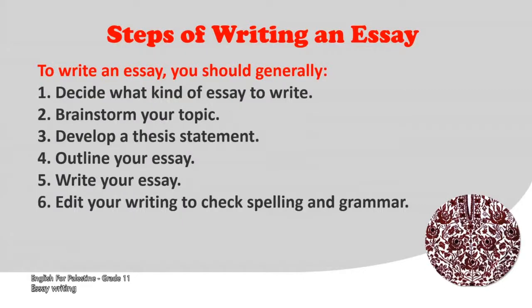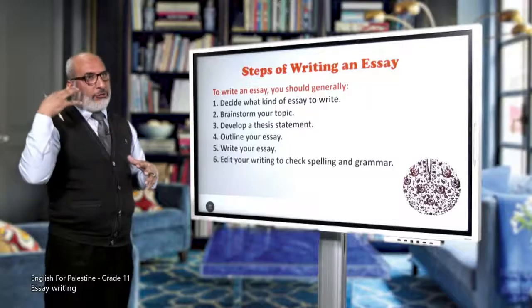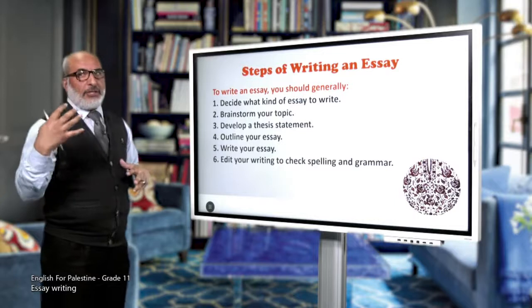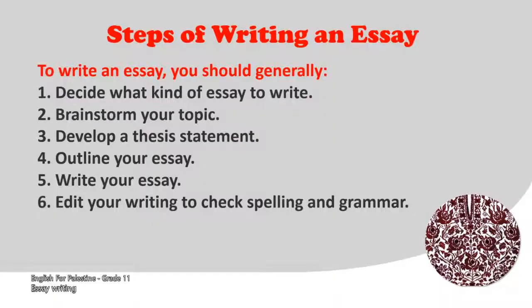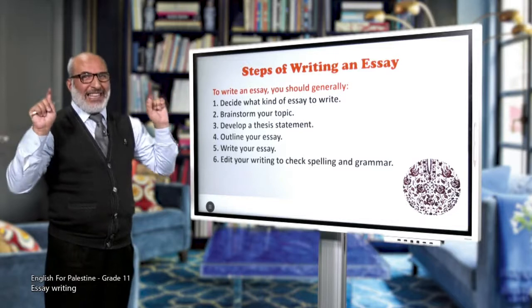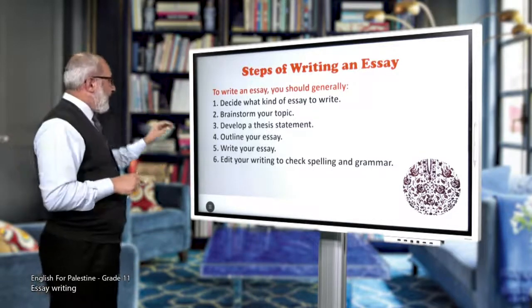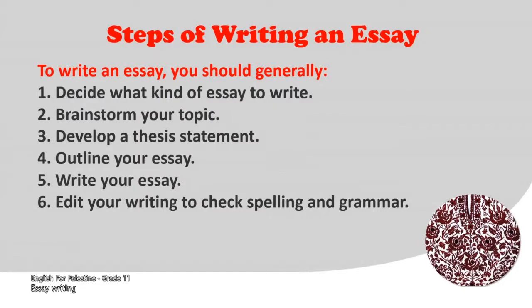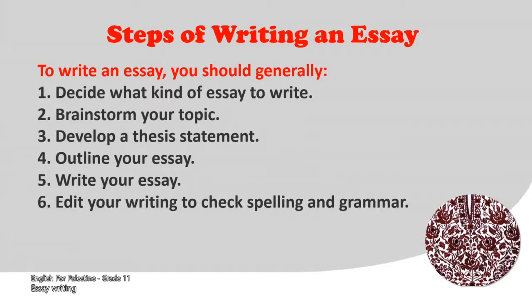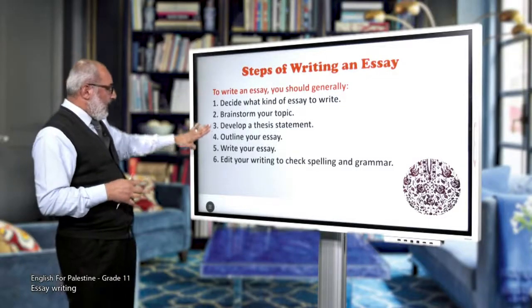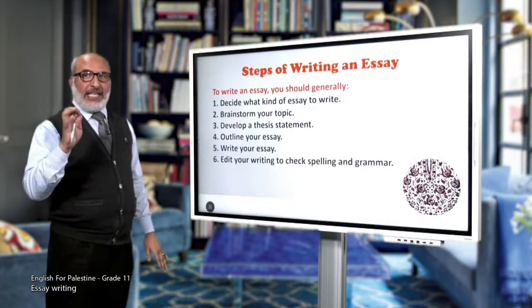Number two, brainstorm the topic. Try to write everything that comes to your mind when you hear this title or this topic. Number three, develop a thesis statement, and this is very important. This is the most important thing in our essays. And number four, outline your essay. Five, write your essay. And finally, edit your writing by checking your spelling and grammar. So these are the 6 steps for writing an essay.